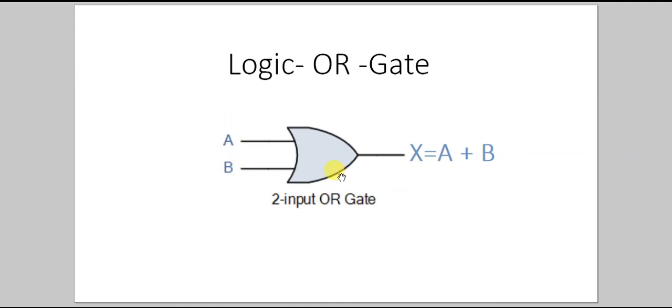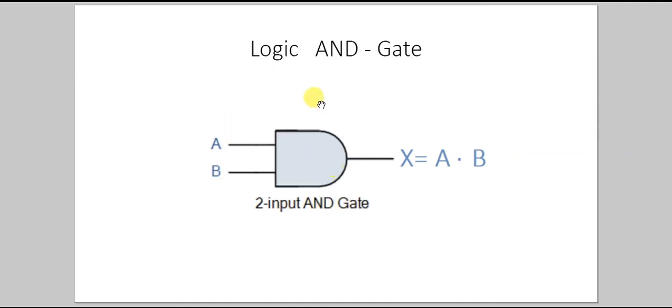Next is the logic AND gate symbol. We can see this is the D type symbol, a little bit elongated. We have one output X equal to A and B, with two inputs A and B. Similarly we could have more than two inputs as A, B, C, D, and so on and so forth. Okay, with this we reach the end of the topic.